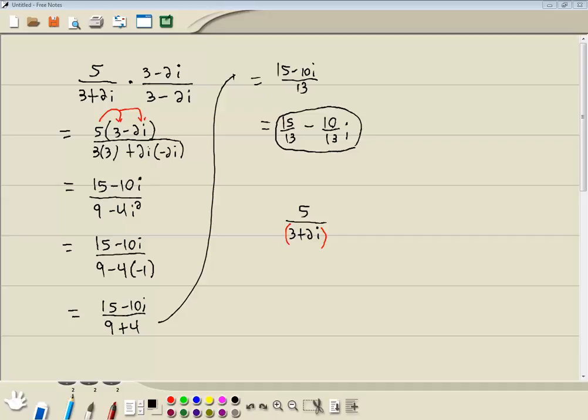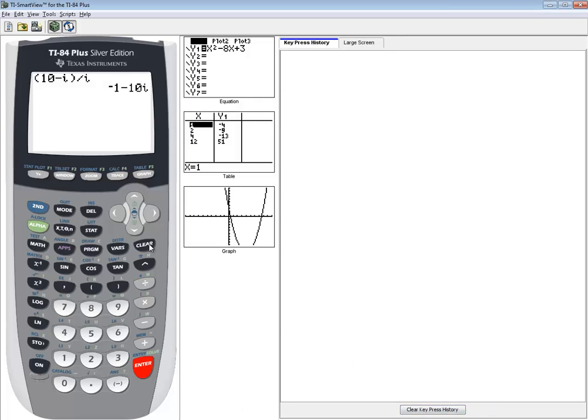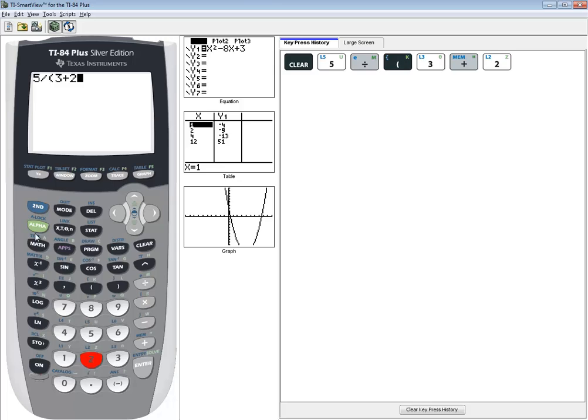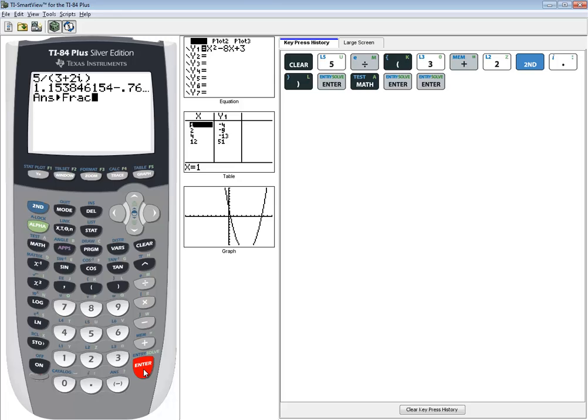I'm going to have 5 divided by beginning parentheses 3 plus 2i. So 3 plus 2, and i is second decimal. Closing parentheses, enter. Now we'll get decimals, and we don't want any decimals, so we do math, enter, enter. Math, enter, enter will change any decimals to fractions. So math, enter, enter.